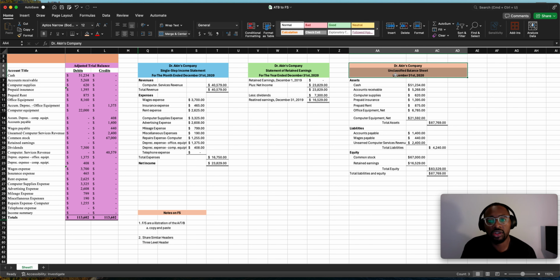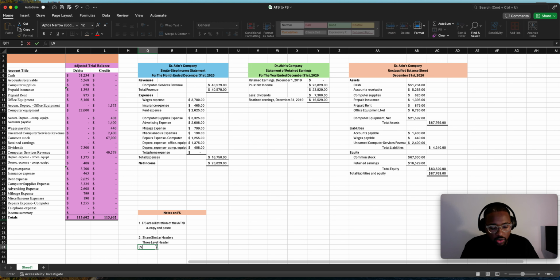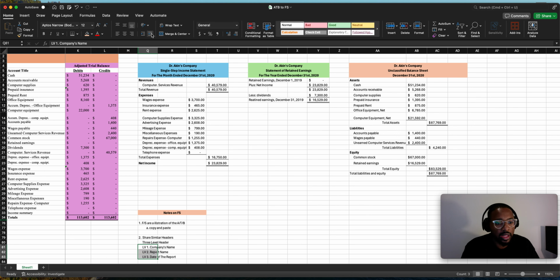I like to tell my students and give it to them up front, so you just are aware. So level one is going to be the company's name. Okay, level two is going to be the report name. And then level three is going to be the date of the report, or the dates that the report is capturing. Okay, so that's really what your headers are about.